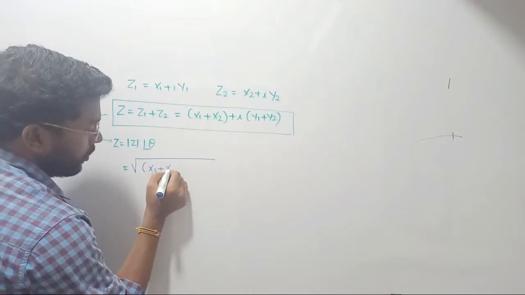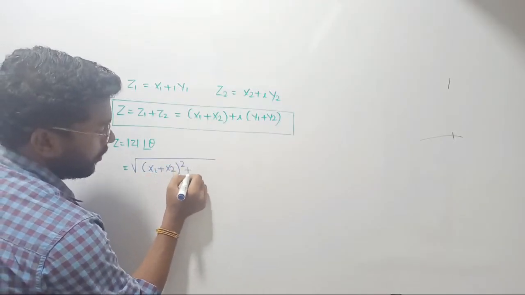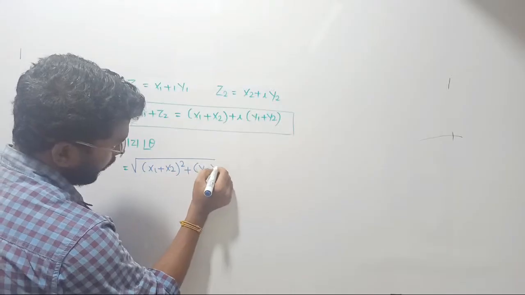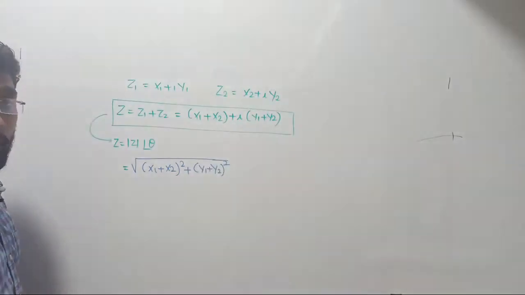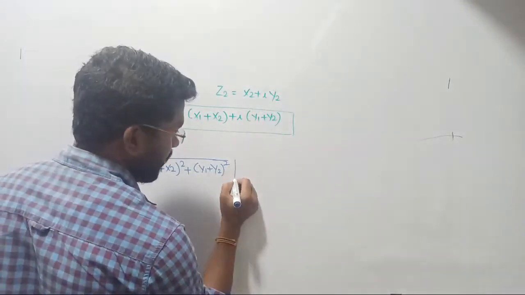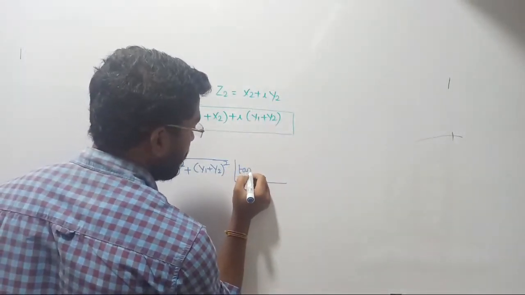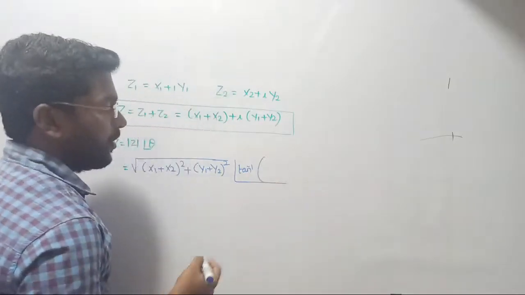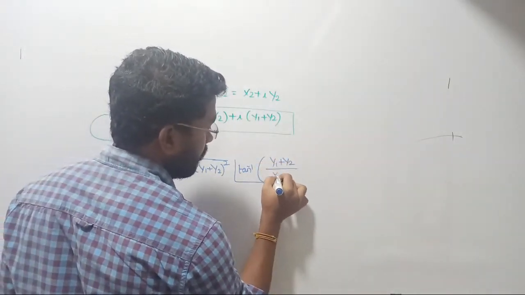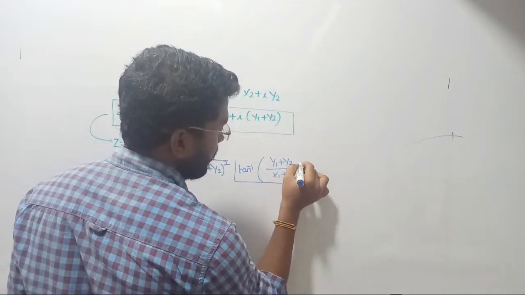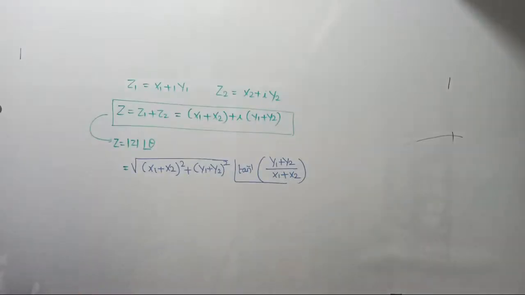Let us consider x1 plus x2 whole square plus y1 plus y2 whole square. This is how we get the magnitude, and the phase angle of the function can be defined as tan inverse of imaginary by real. Imaginary is y1 plus y2, whereas the real part of the function is simply x1 plus x2. Of course, this is correct.